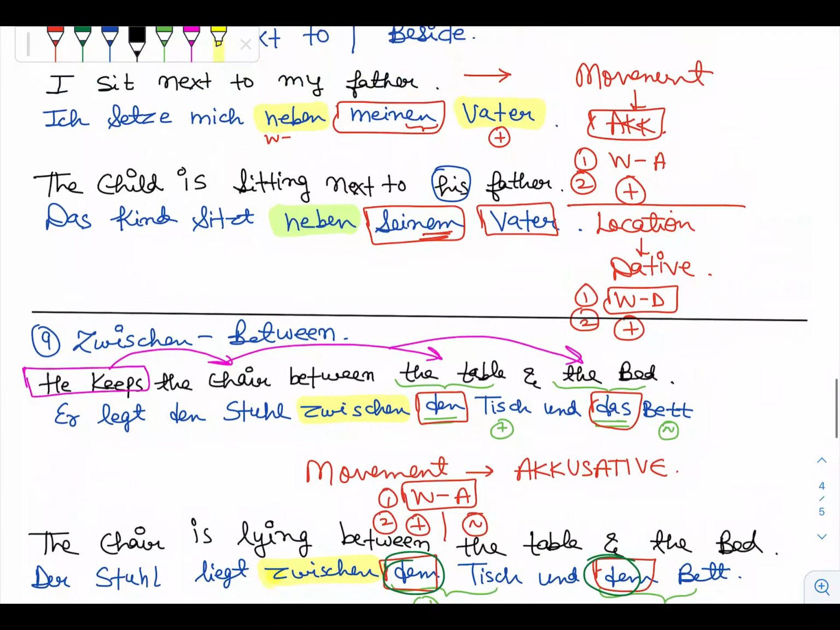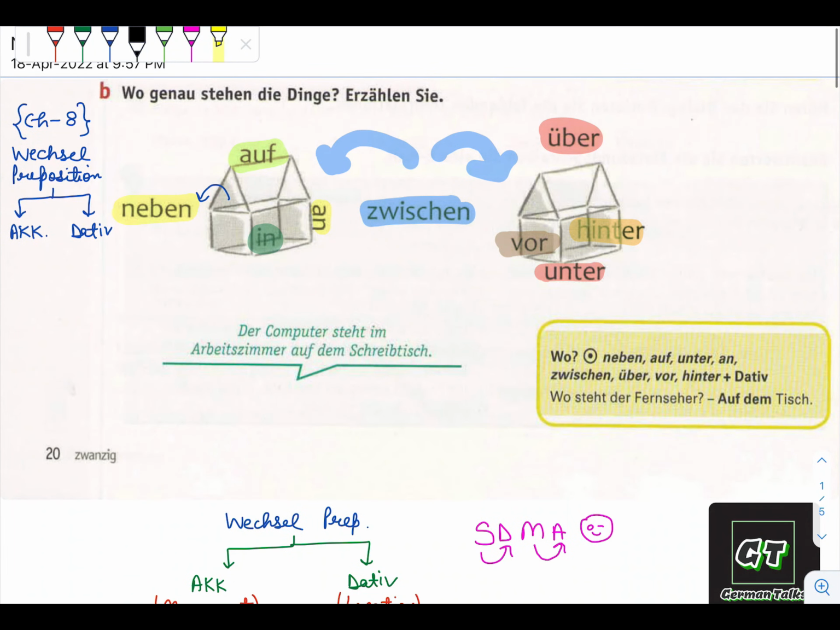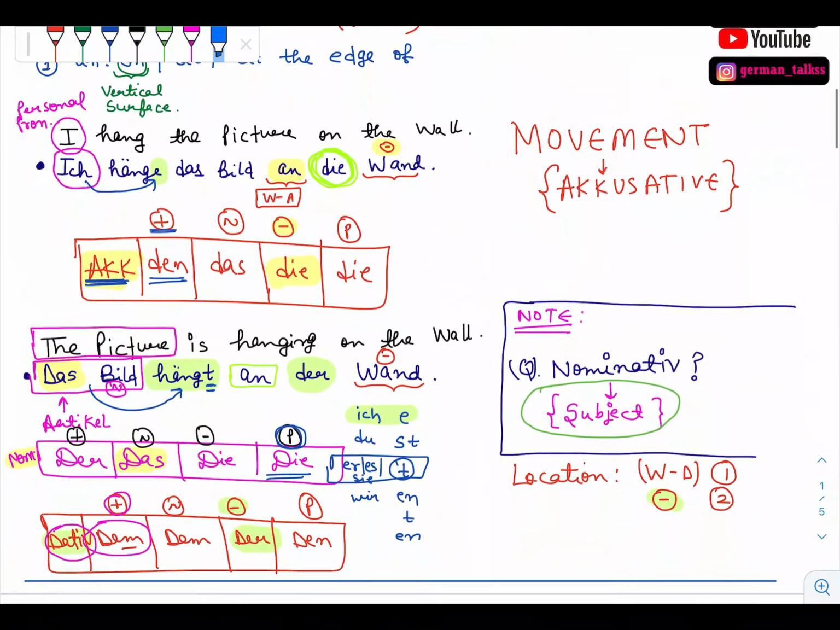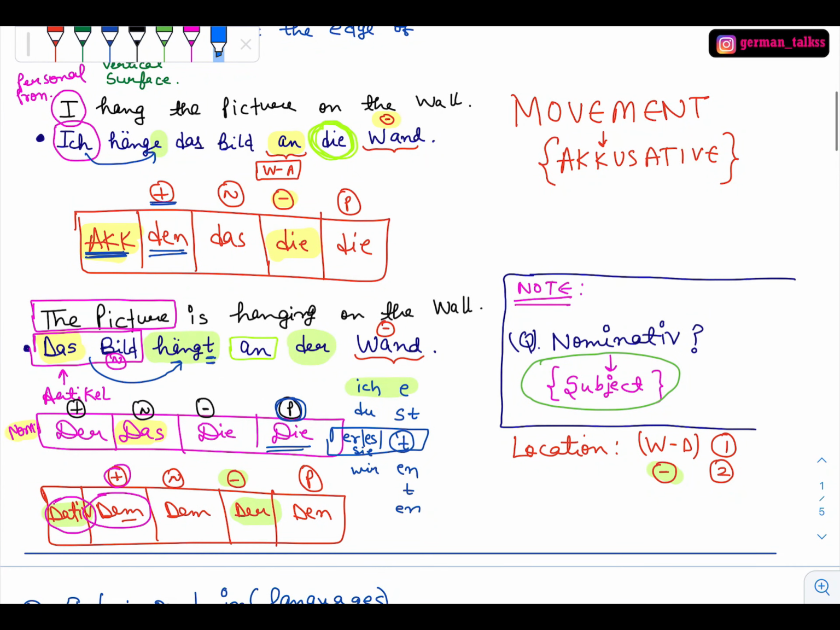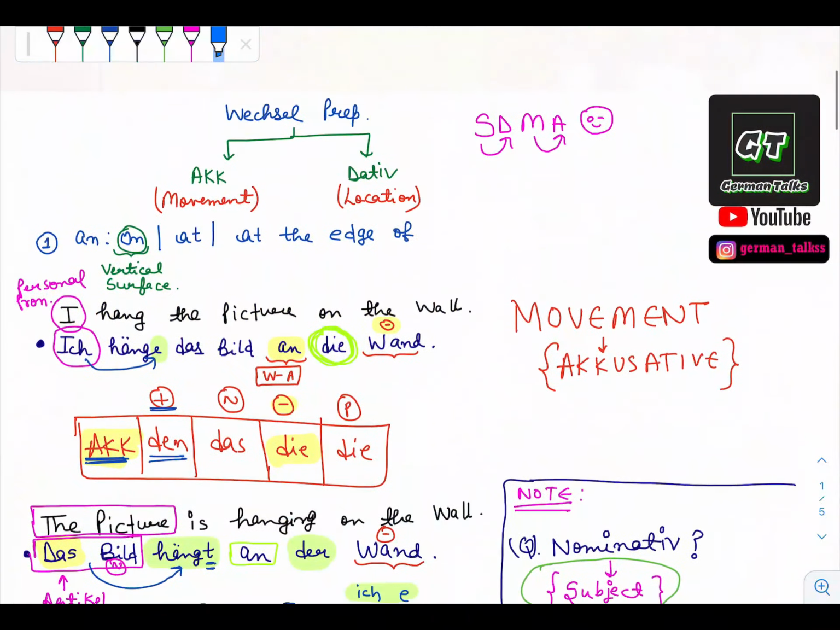So I hope now it's clear. I explained the complete Wechsel preposition. Here we did the complete Wechsel preposition. Okay, this is all about the Wechsel preposition. Now if you know all these sentences and you understand the difference between movement and location, then you will not find any difficulty in your further chapters.